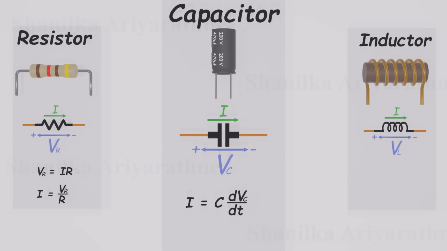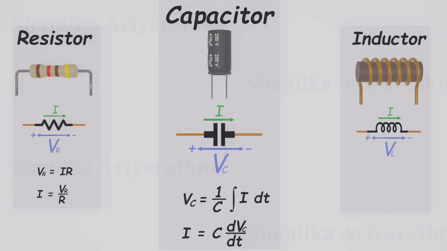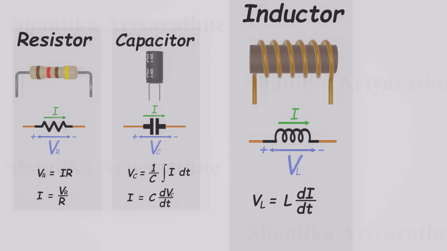For a capacitor, current depends on how fast the voltage is changing. In words, it's current equals capacitance times the rate of change of voltage. Flip that around and we get voltage equals 1 over C times the integral of current over time. For an inductor, it's the opposite story. Voltage equals inductance times the rate of change of current. Or, in reverse, current equals 1 over L times the integral of voltage over time.